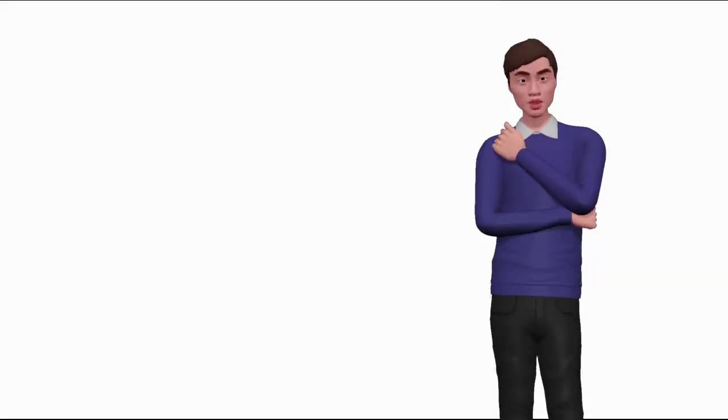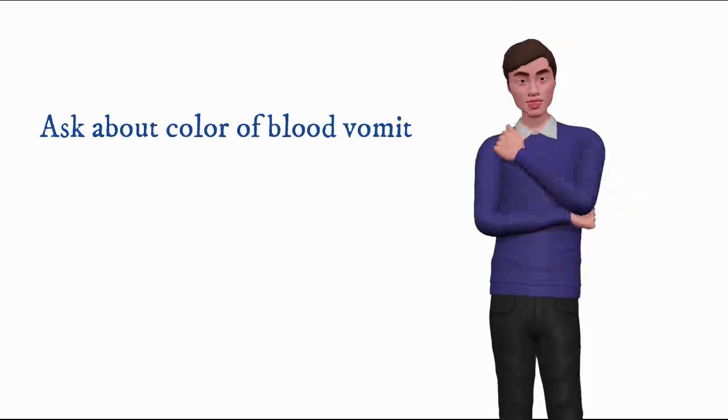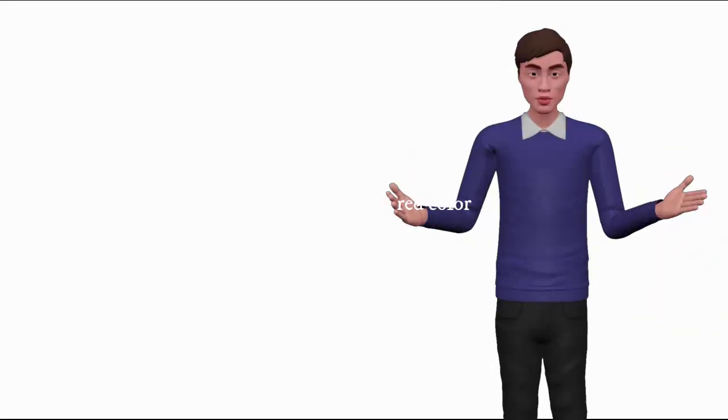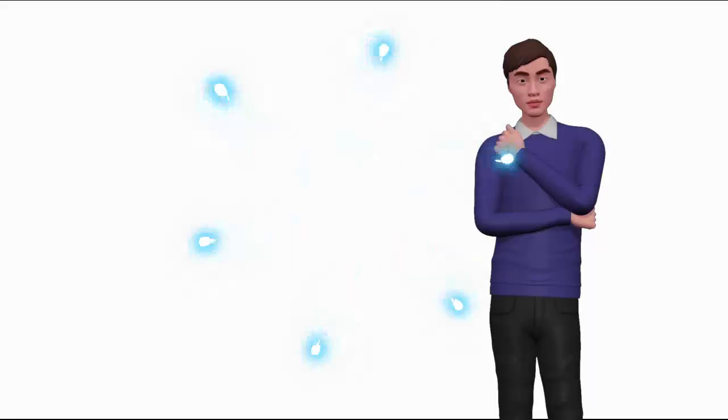The next question is very important and you need to focus. Ask about the color of the blood vomit. In our region, like India and Pakistan, the patient may confuse you while giving history. Actually the patient has hemoptysis, but he may say, I have vomiting of blood, instead of hemoptysis. So in this situation, by getting more information, that is bright red color of blood along with cough, you can differentiate between hemoptysis and hematemesis.